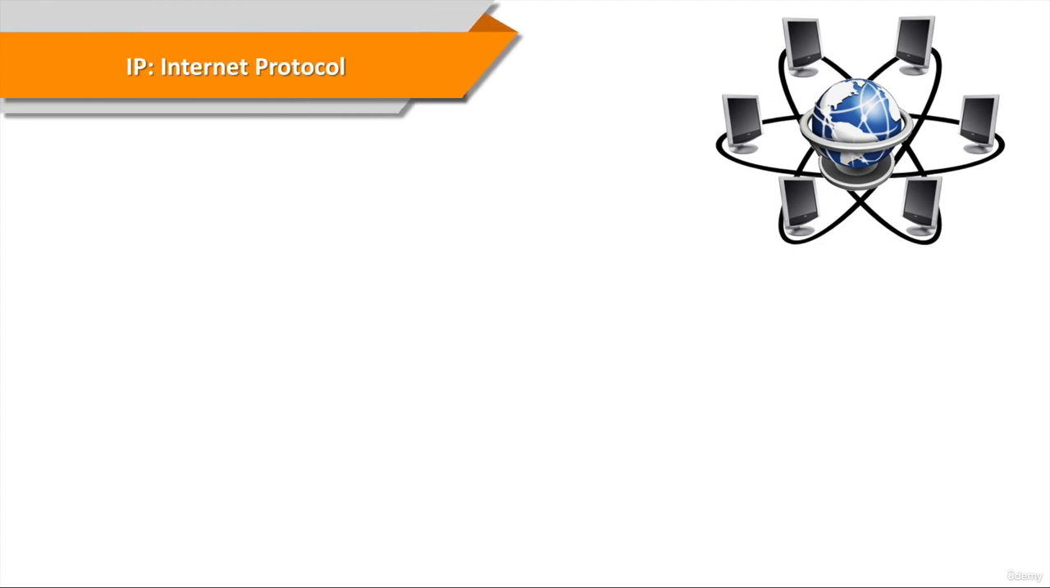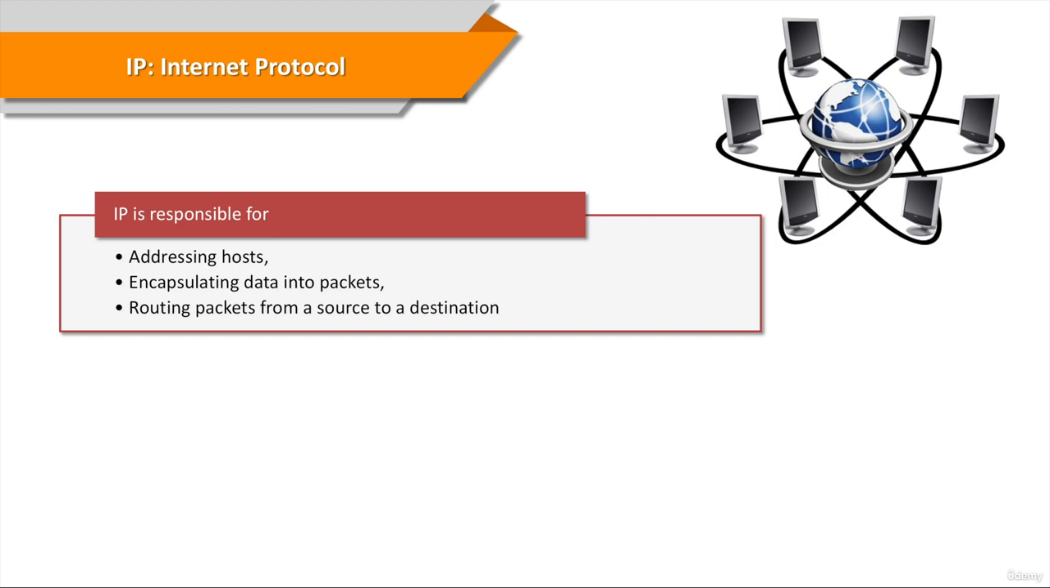Probably the most well-known network layer protocol is, of course, IP, or Internet Protocol. As I mentioned in the beginning of the course, the Internet Protocol, or IP, is responsible for addressing hosts, encapsulating data into packets, or datagrams, including fragmentation and reassembly, and routing packets from a source host to a destination host across one or more IP networks.